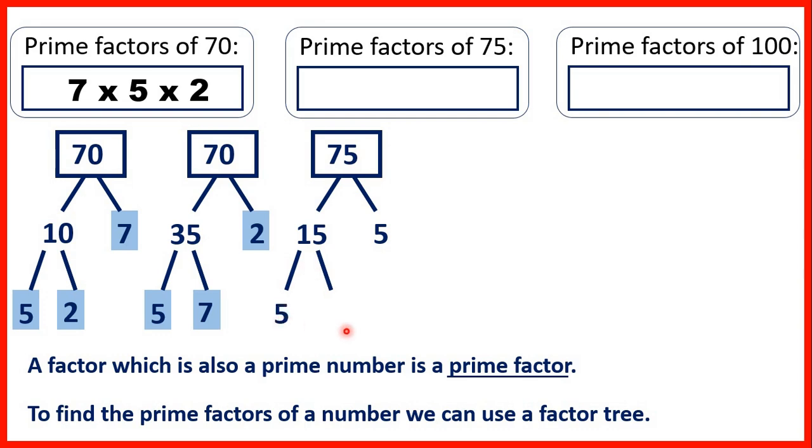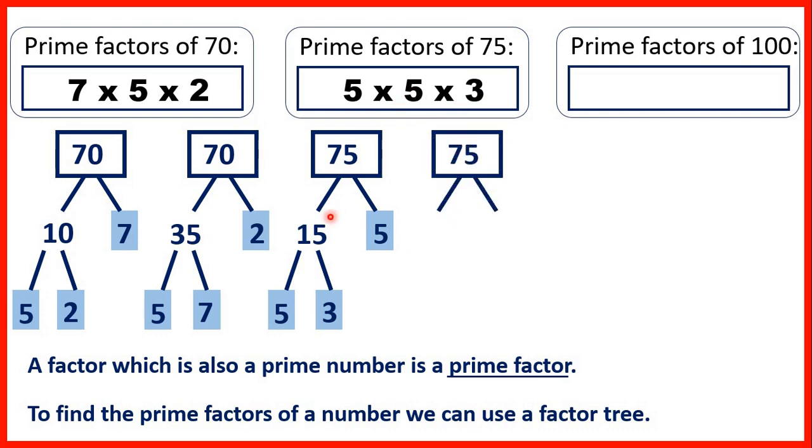15 is 5 times 3, so we can draw 5 and 3 on the end of our branches. 5, 3 and 5 are all prime numbers, so we can write the prime factors of 75 as 5 times 5 times 3. We could also have used a different factor pair for 75.